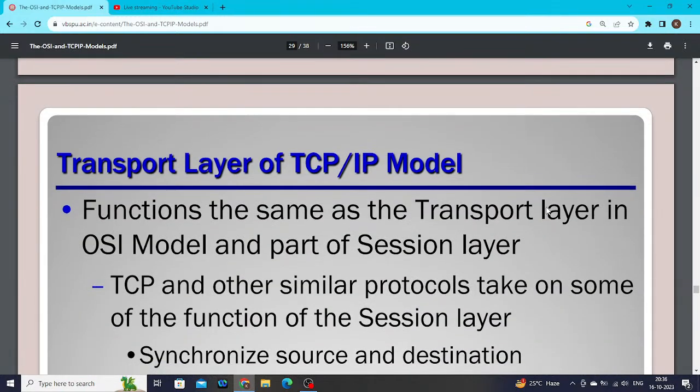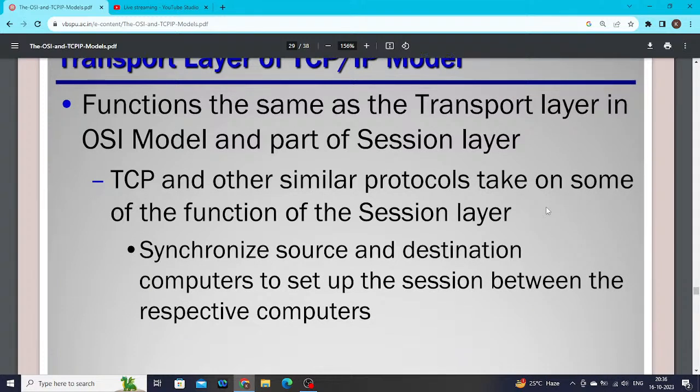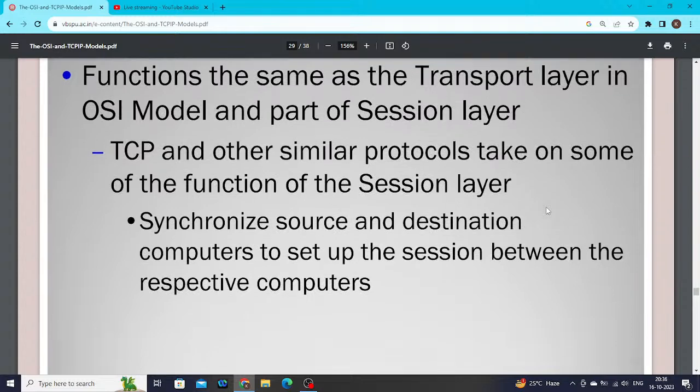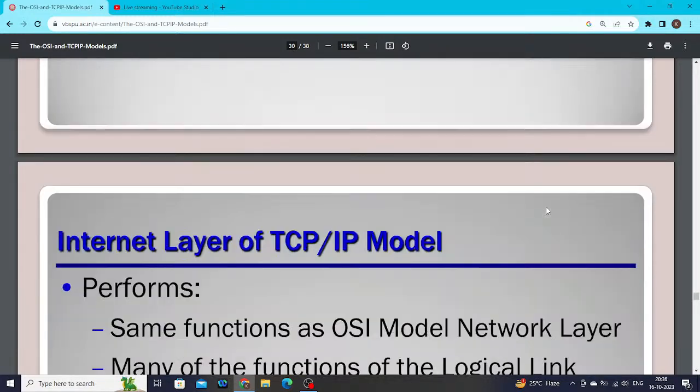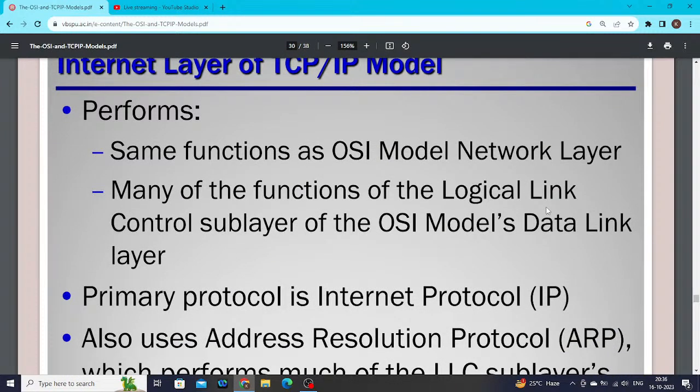The transport layer functions the same as the transport layer in the OSI model and part of the session layer. TCP and other similar protocols take on some of the function of the session layer, like synchronizing source and destination computers to set up the session between them. The internet layer performs the same function as the OSI network layer and many of the functions of the logical link control sublayer of the OSI data link layer.